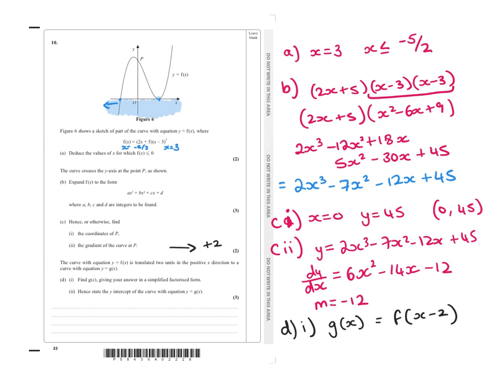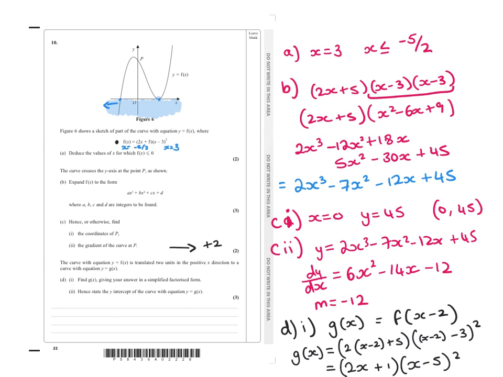So instead of writing x into our original f of x, I'm going to have g of x equals 2 lots of (x minus 2) plus 5, and then I'm going to have (x minus 2 minus 3) all squared. I can simplify that: 2x minus 4 plus 5 is in fact 2x plus 1. And then x minus 2 minus 3 is x minus 5, all squared.